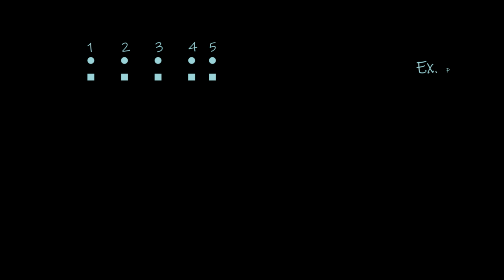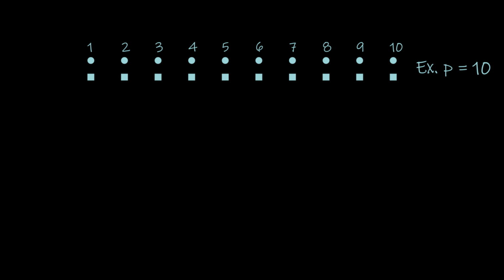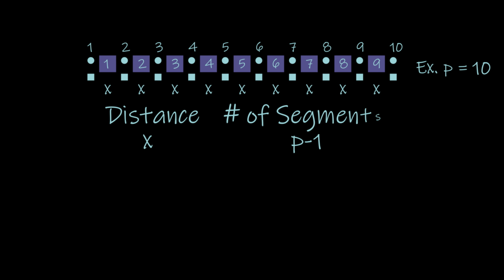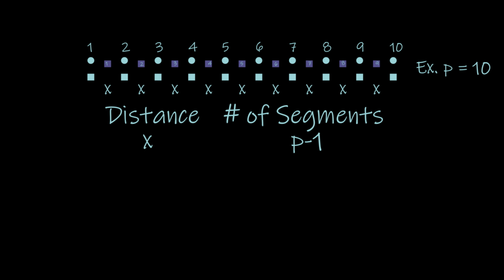To start, let's calculate the total distance between p evenly spaced points. Imagine that we have p points evenly spaced, where the distance between each adjacent pair of points is x. Our goal is to calculate the total distance between all pairs of points. Let's start by looking at points that are x units apart. Each adjacent pair represents a distance of x. Since there are p minus 1 segments between these points, we find that there are p minus 1 pairs of points with this distance.